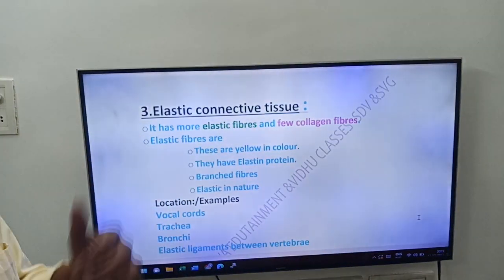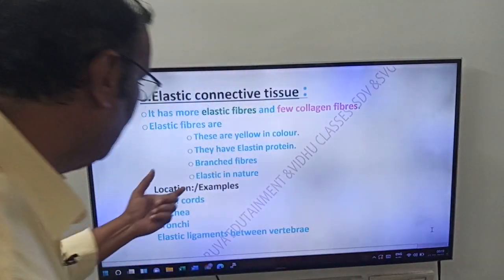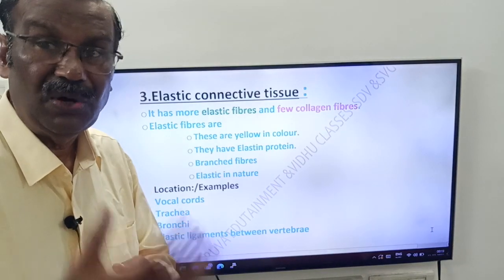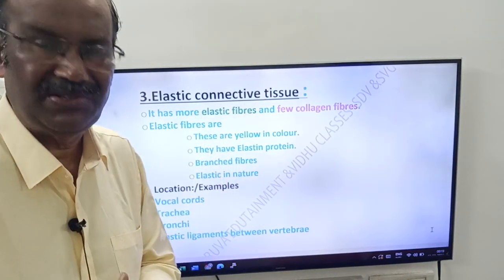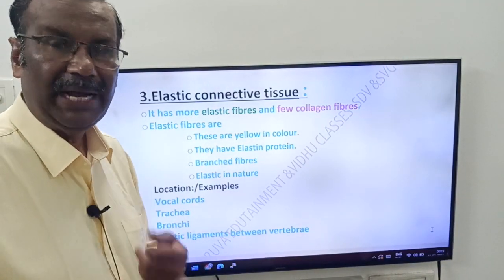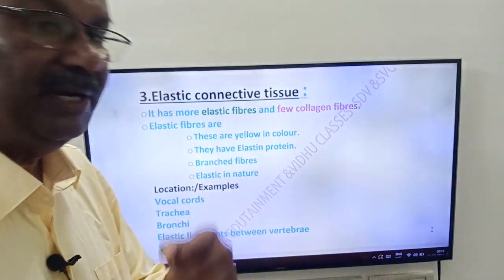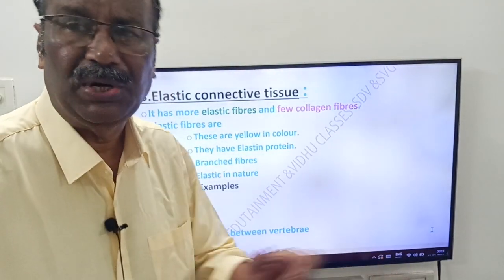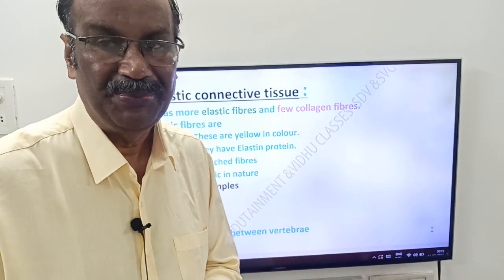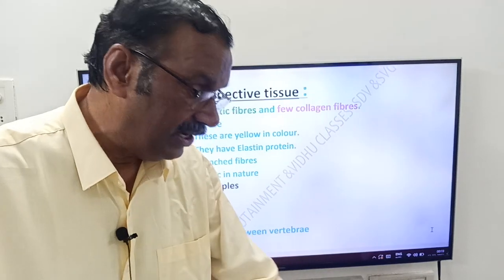Now, location or example. Where do we have elastic connective tissue, friends? Vocal cords, friends. Vocal cords which produce sound, friends, which are present in the larynx. Next, friends, trachea, windpipe. Next, friends, bronchi and elastic ligaments between vertebrae. Friends, this is very, very important. Generally, ligaments are dense regular connective tissue. What are ligaments? Which connect two bones. But here what we are saying, friends?